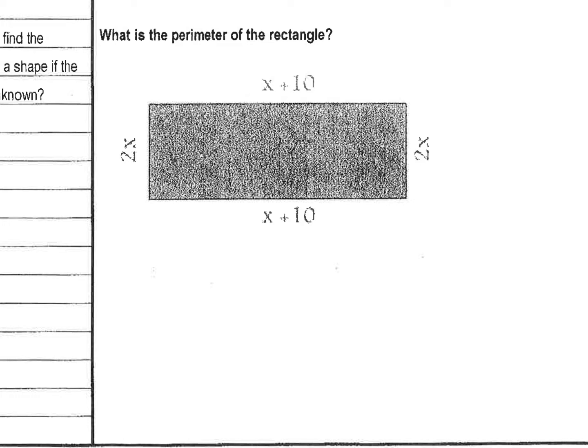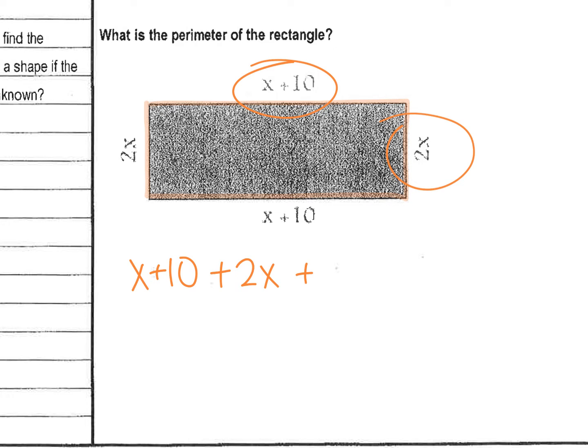Now, our first problem today is simply asking the perimeter of the rectangle. Well, I know if I'm finding perimeter, it is the distance around the outside of my shape. So I need to take each side and add them together. My first side is x plus 10 plus my second side plus my third side plus my last side.